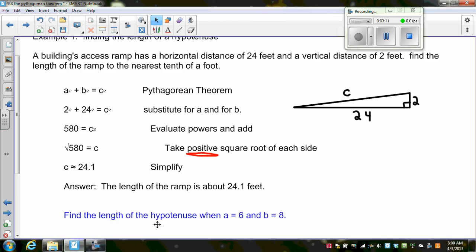So what I want you to do is, can you find the length of a hypotenuse when a triangle has a side of 6 and a side of 8? So press pause and give it a try.